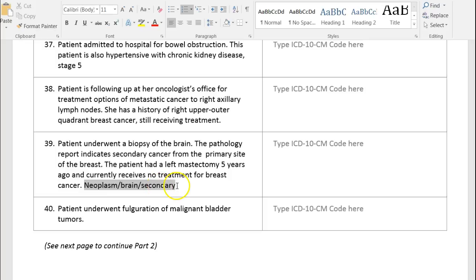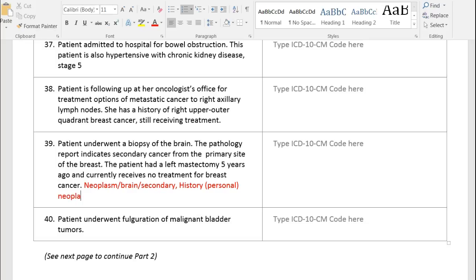Okay, and then you're going to cross-reference that. Now that it's coded as secondary, we have to pay attention to the fact that the patient has a personal history of neoplasm breast. So here we're going to go to the word history, and then for history you have either family or personal. In her case, her history is personal. Then we're going to go down to malignant neoplasm, to the M's, and then breast.